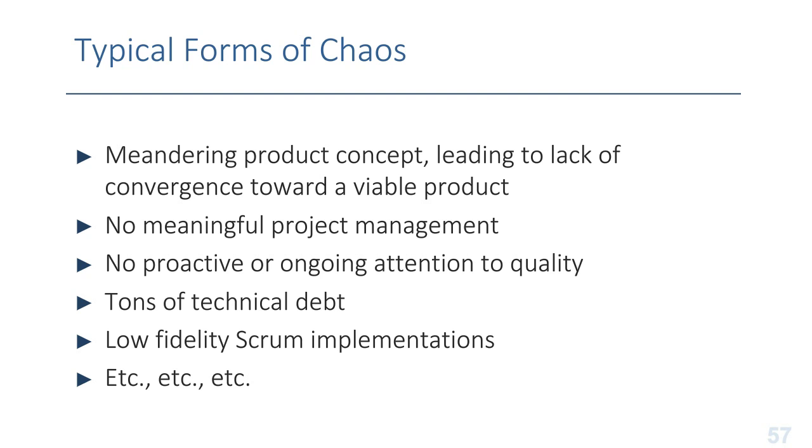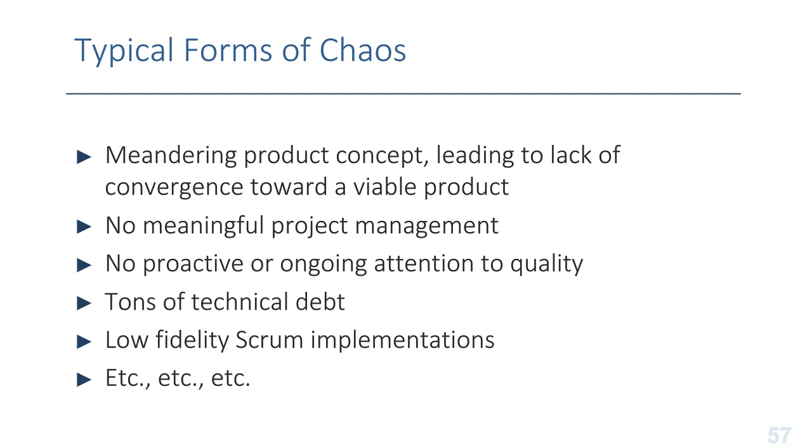So not having meaningful project management still shows up a lot. There's also no proactive or ongoing attention to quality. I think one of the most common failure modes we see on Scrum teams is not having that discipline of driving functionality to a potentially releasable level of quality, and as a result, a lot of defect correction work accumulates off-plan and off-schedule, and that's destabilizing. Tons of technical debt is kind of a variation on that theme.